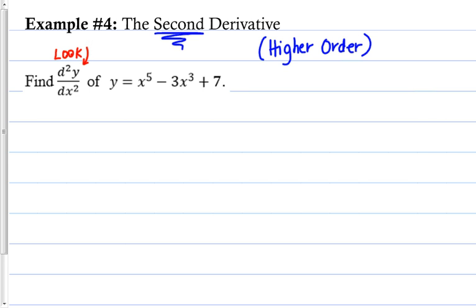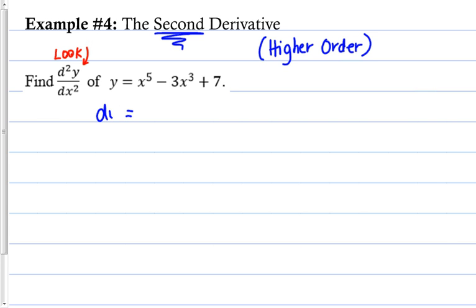So let's see. Here I have a function, y equals x to the 5th minus 3x cubed plus 7. Let me find the derivative, y prime. I'll call it y prime. Well, you know what? Never mind. I'll call it dy dx, just to keep all the notation the same.